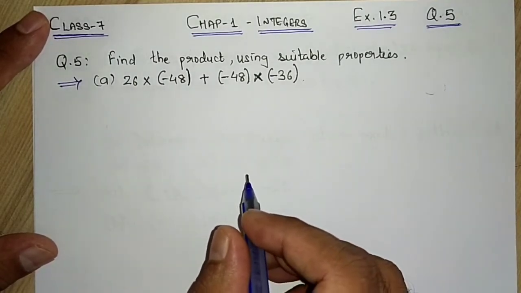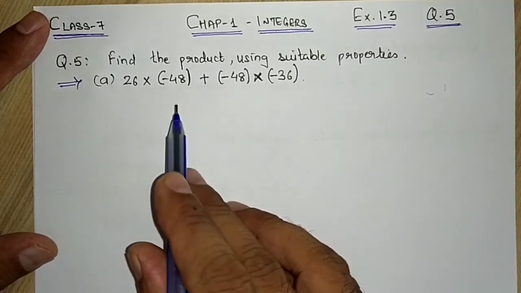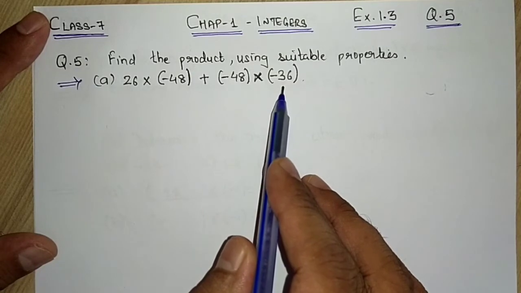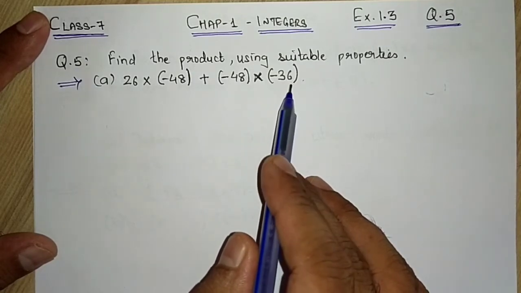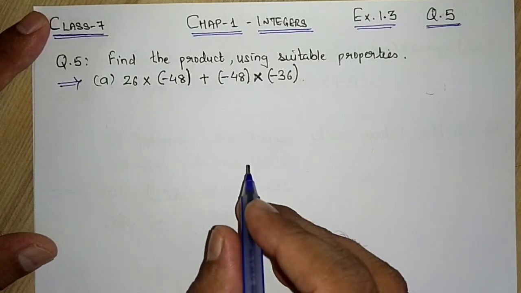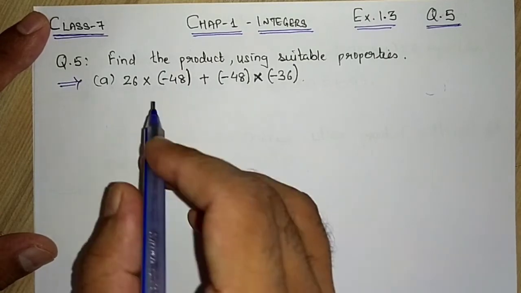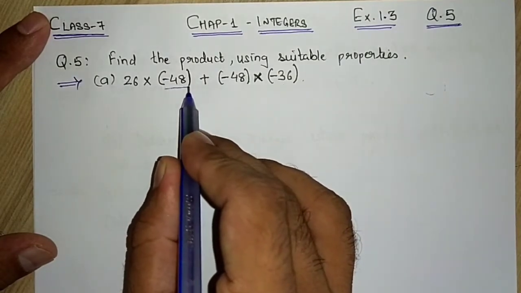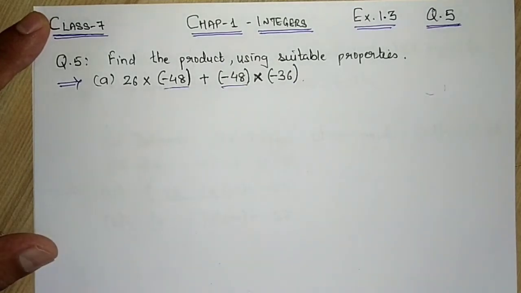So let us start. Students, for solving this type of question, you have to observe the question and think of the property which you can use to solve this problem easily. If you look properly in this question, you can see minus 48 is repeated 2 times. And if I think of using a property, I will use the distributive property over addition. That is the property of multiplication which I have discussed.